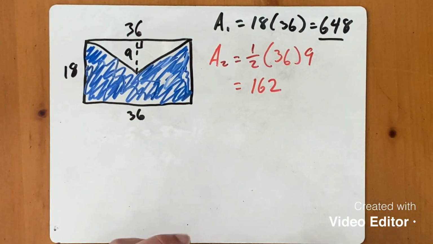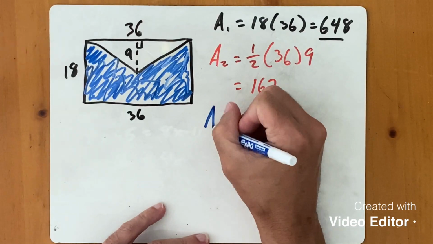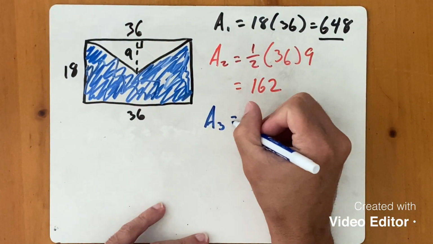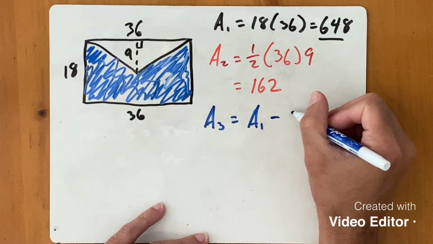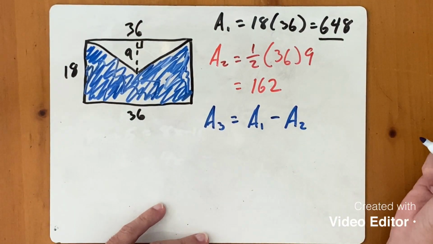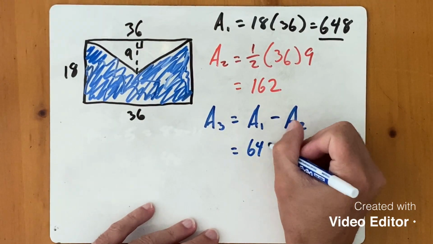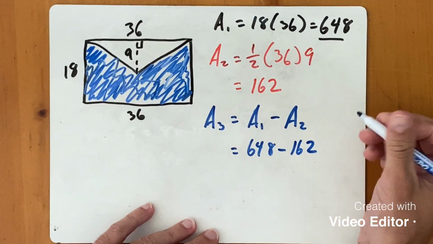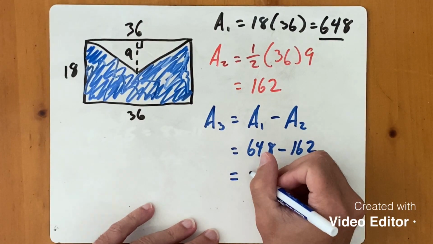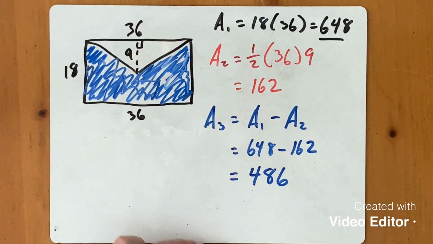So my final calculation to find the area of the shaded region is simply going to be the area of the whole minus the area of the triangle. So that's going to be 648 minus 162, and that'll give me an ending area of 486 square units.